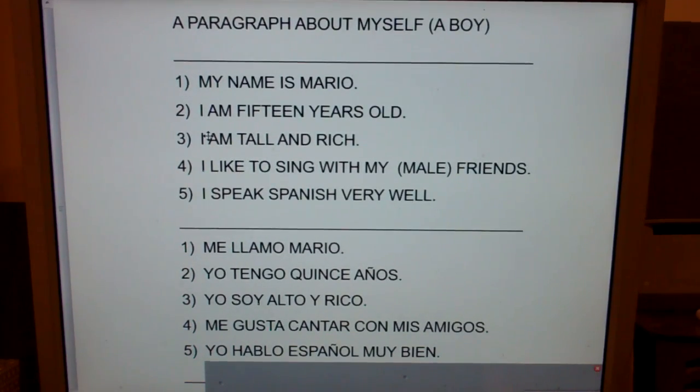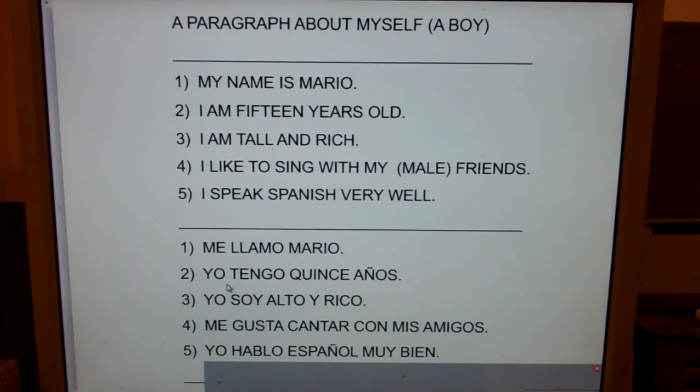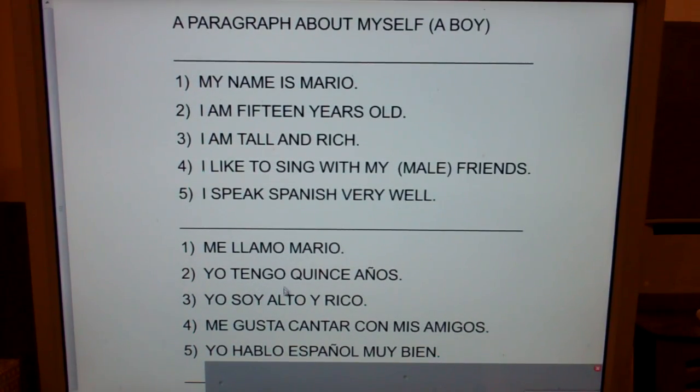Now in English you say I am 15 years old. In Spanish you say I have 15 years. Yo tengo 15 años. The way that I remember it is that tengo ends in an O, because O means I. Everybody say I have 10 fingers. So yo tengo is I have. Yo tengo 10 años. I am 10 years old. Yo tengo 20 años. I'm 20 years old.